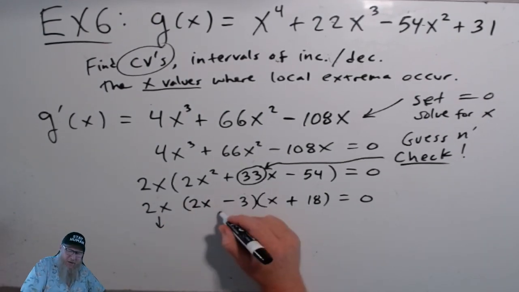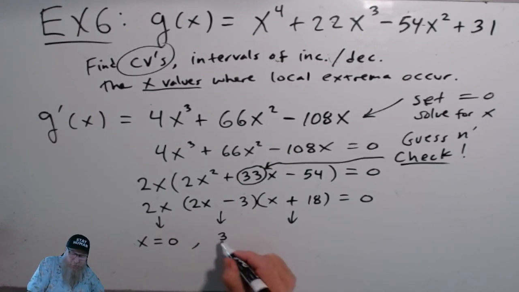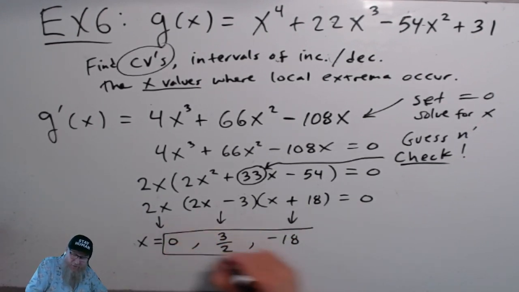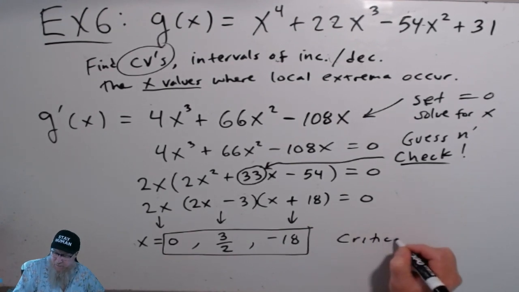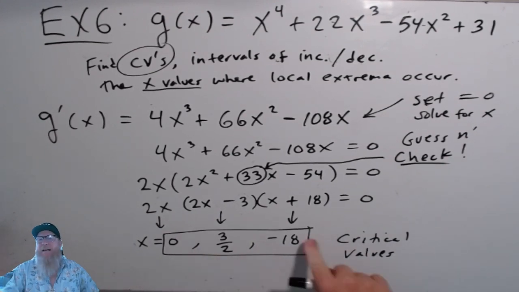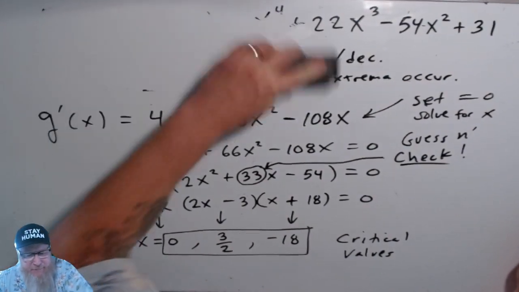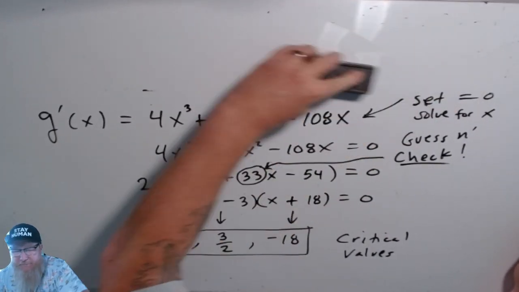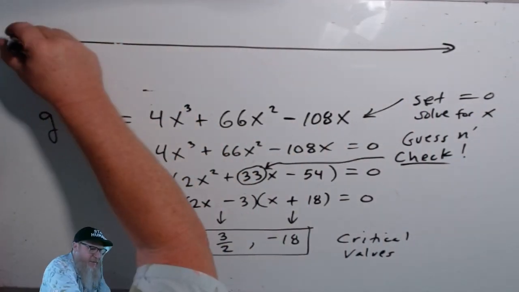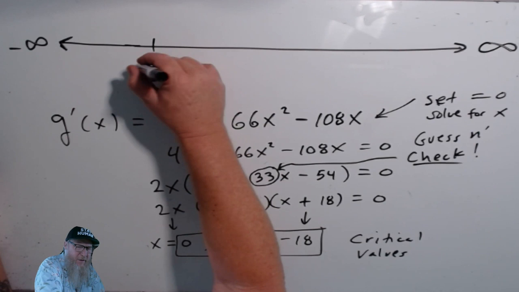All right, so you're going to get 3 critical values: x equals 0, x equals 3 over 2 or 3 halves, and x equals negative 18. So those are our critical values. Again, here the order doesn't matter, but when I do my test, the order is going to matter. So now we're going to do the first derivative test. Negative infinity, positive infinity. I've got to put them in order.